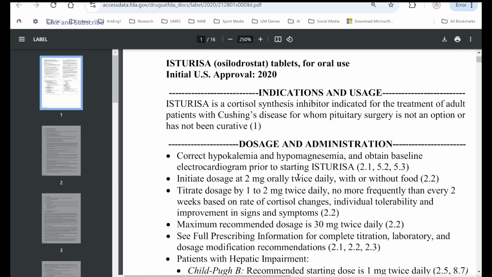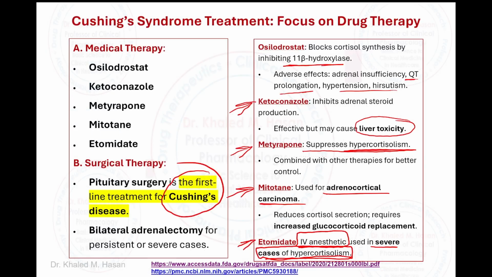Osilodrostat tablet. Okay, how does this medication work? It is a cortisone synthesis inhibitor indicated for the treatment of patients with Cushing syndrome for whom pituitary surgery is not an option or not curative. So it's not the first line medication; the first line will be surgery. We can use it for the patient who suffers. Okay, it's available as tablets here.